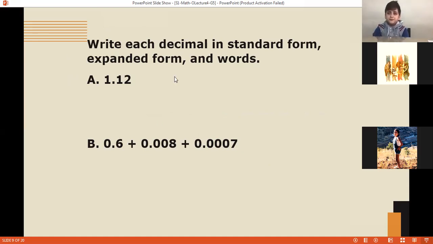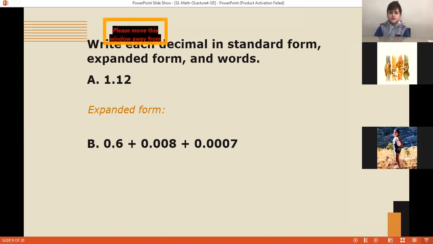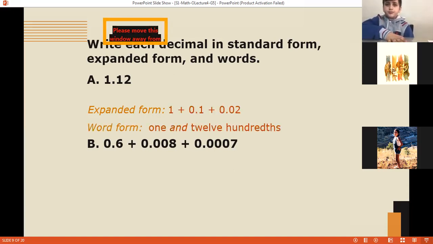Okay. 1 and 1200. Very good. So it's 1 and 1200. Can you give me the expanded form? Yes. Let's start. 1 plus 0.1 plus 0.02. Excellent. Perfect. And this is the word form that you said.